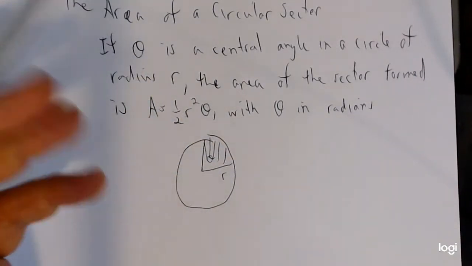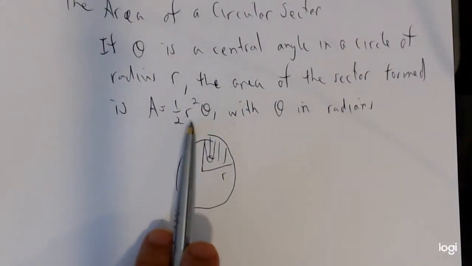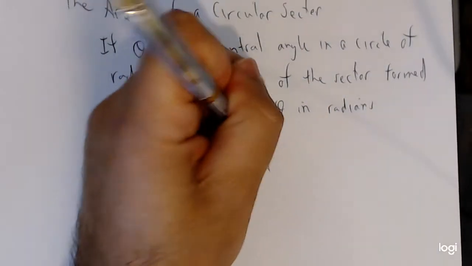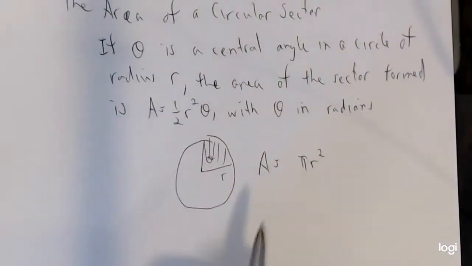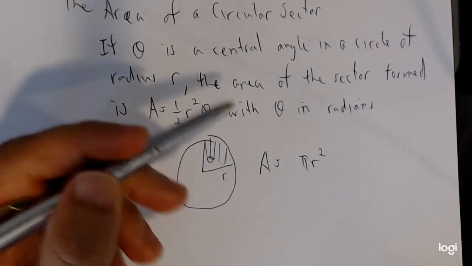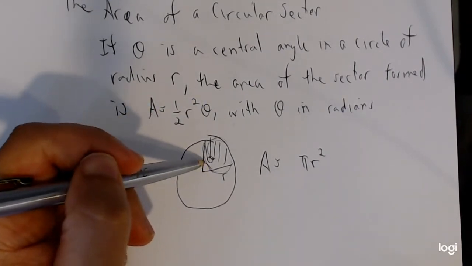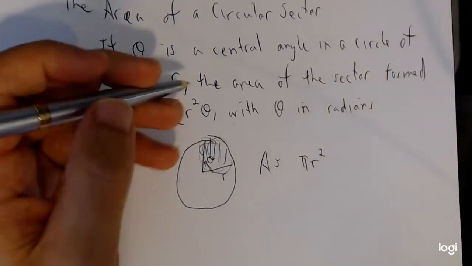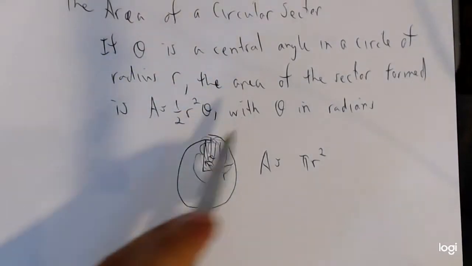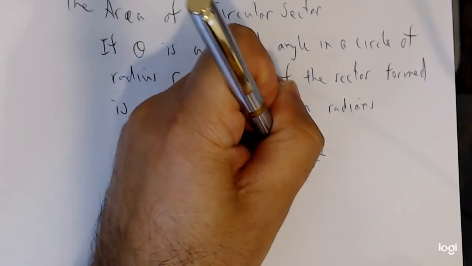You've probably seen this formula in a different form, so it might not look familiar, but I promise you it uses the whole idea of pi r squared, because the area of an entire circle is pi r squared. But that's the whole circle. If I want a part of the circle, I need to figure out how much of the circle it is. The whole circle has a central angle of 360 degrees, so for just this part, I want theta over 360 degrees.